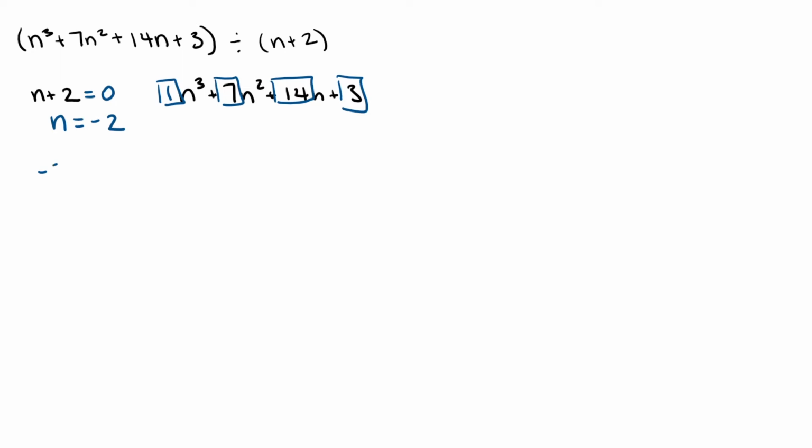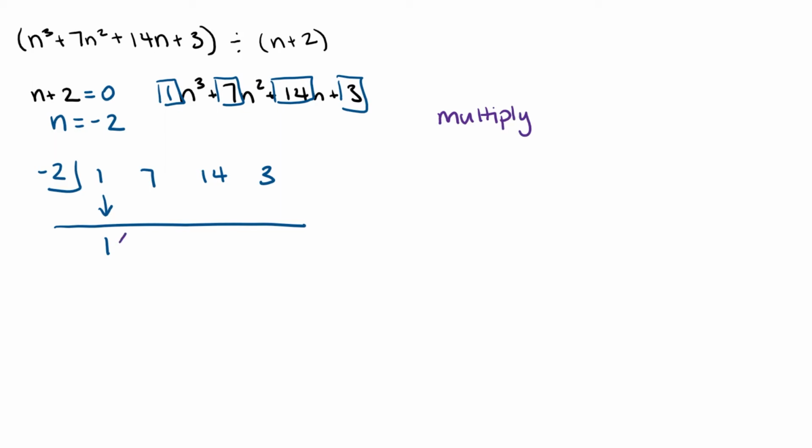So let's set up our synthetic division. We'll write negative 2 by itself, and the rest of the coefficients in line going across. Bring the first coefficient, bring that 1 down. Remember, our pattern is multiply, add down, and repeat. So we'll multiply 1 by negative 2. We'll add 7 and negative 2 and get 5.